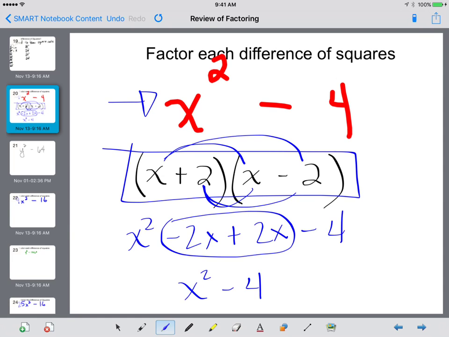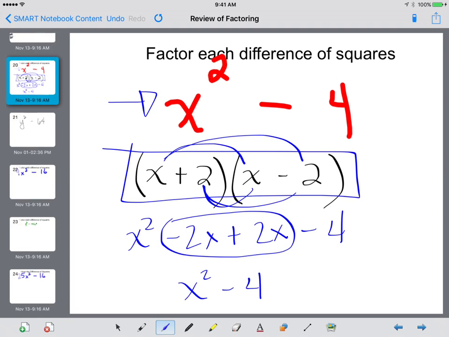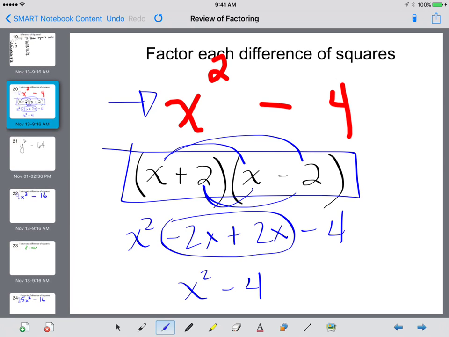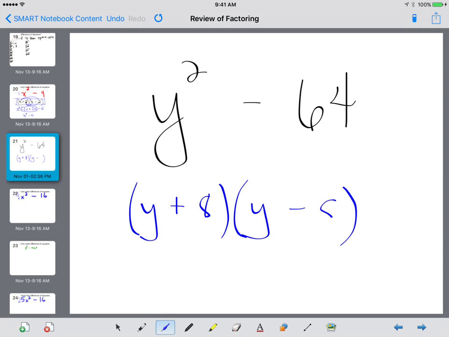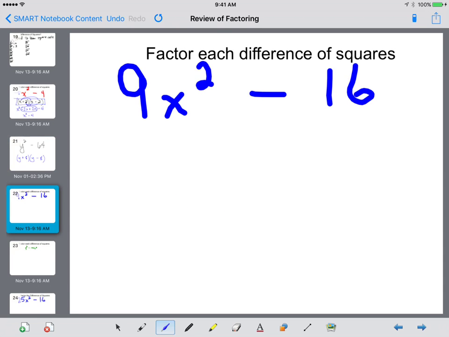I'm going to breeze through a few other examples. If you need to fast forward to some harder examples, please do so. I'm going to do about 4 or 5 of them here for you. We'll get through it. So, now we've got y squared minus 64. Again, this is another easier case where we're going to split the y's up. And the square root of 64 is 8, so it's going to be y plus 8 and y minus 8. Two easy ones to start.